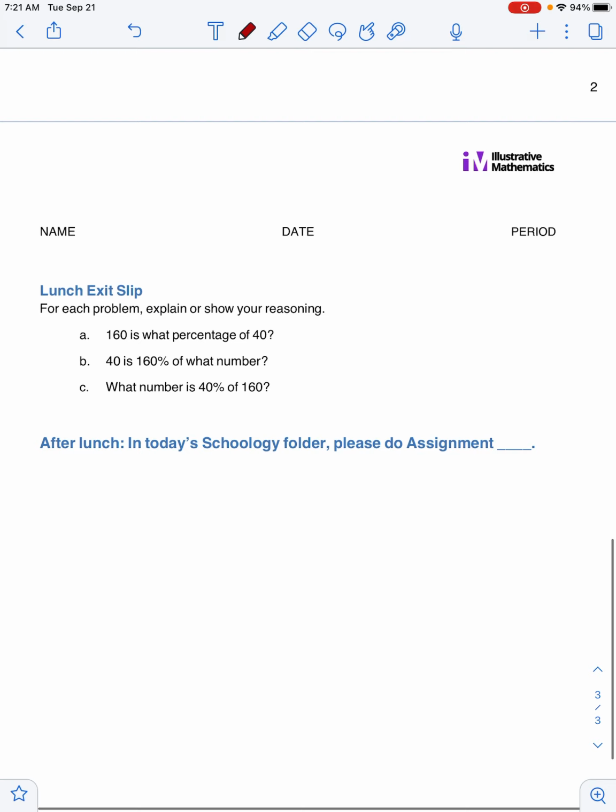The last thing you need to take care of is today's lunch exit slip. The way we did class today is everything we just talked about we went over before lunch, and after lunch we did independent practice. So your directions are to take care of the lunch exit slip, and when you're finished, go in today's Schoology folder and do assignment 1. I want you to focus on assignment 1. Once you've finished this document and you've finished assignment 1 posted in today's Schoology folder, you're good to go.